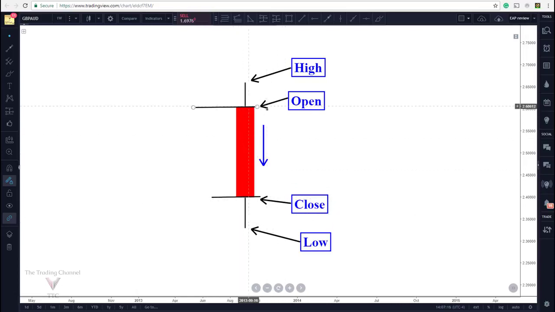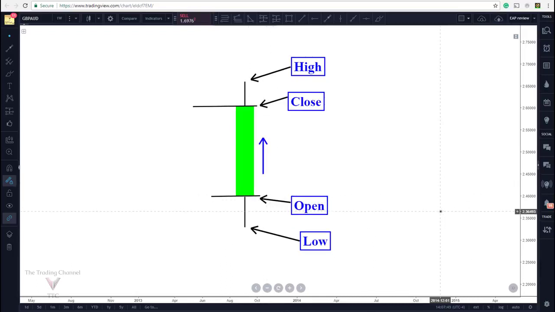For a bearish candle, the close will always be below the open or on the bottom of the body of the candle. And for a bullish candle, the close will always be on top of the body or above the open of the candle.